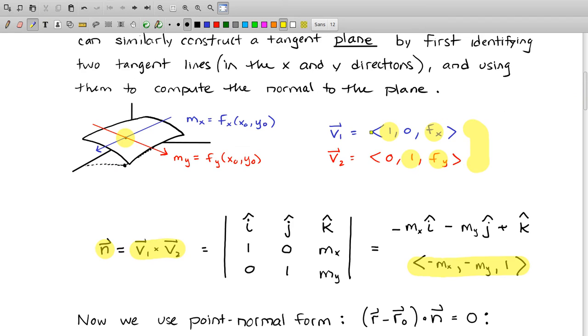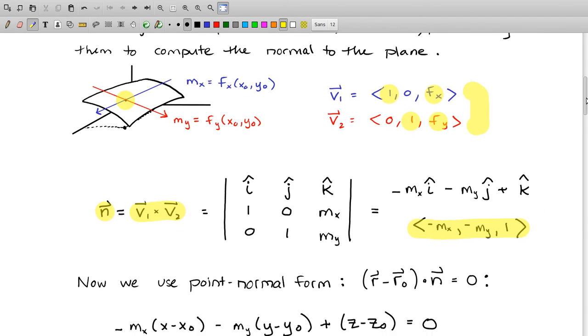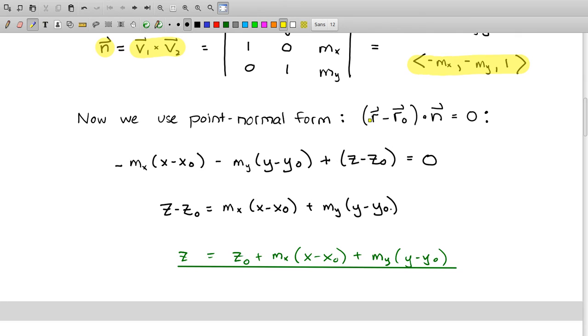So we now have a point. We have the point x naught, y naught, z naught, and we have the normal, which means we can use point normal form of a plane to construct the tangent plane. So we have our point normal form. Always remember this before you remember anything else, and what we're doing is just plugging in. This is x naught, y naught, z naught, this is r naught, and this n right here is the minus mx, minus my, 1. So we plug that in.